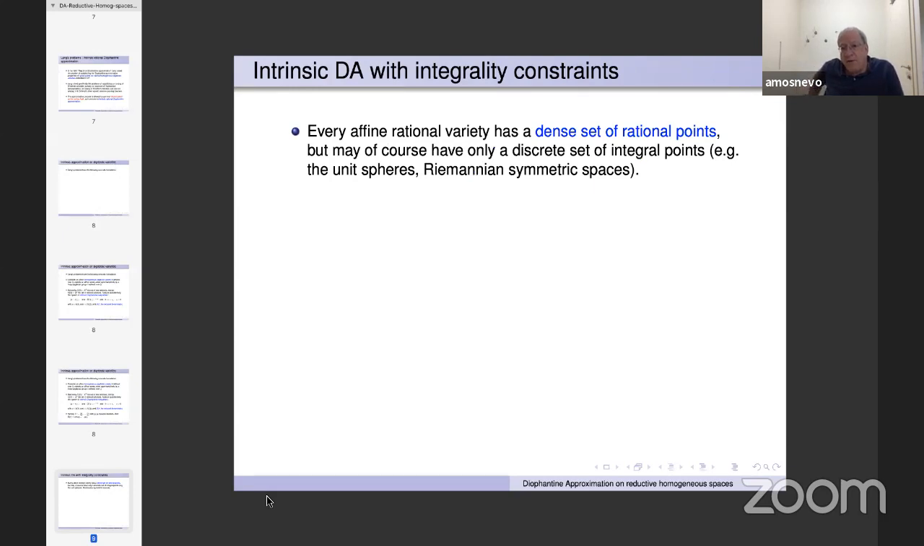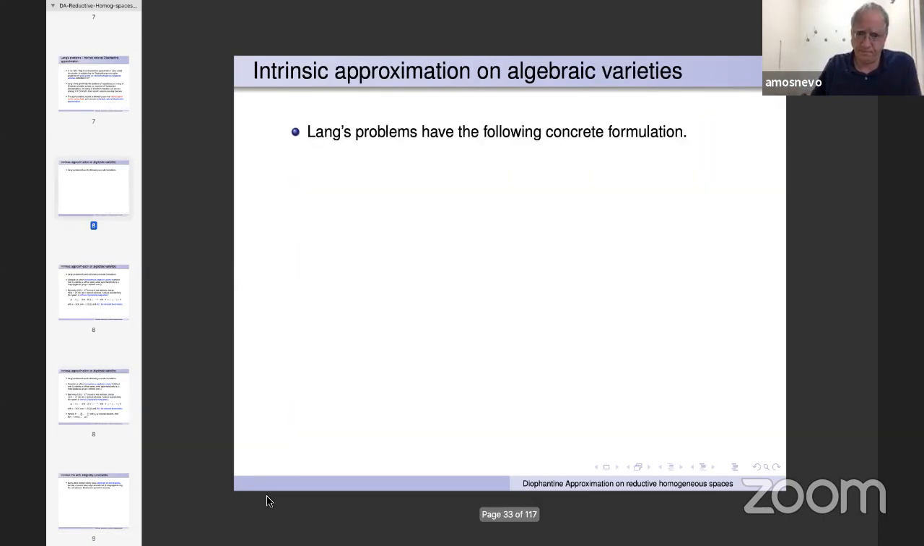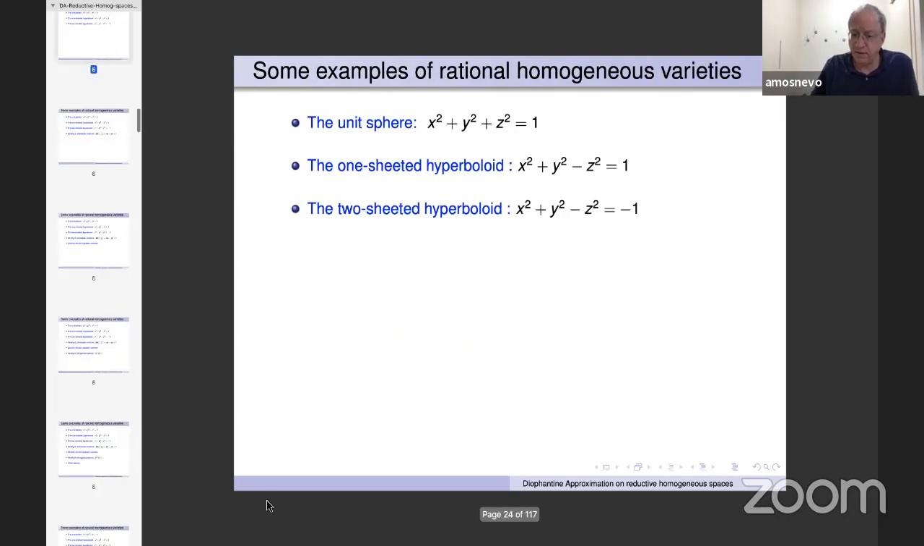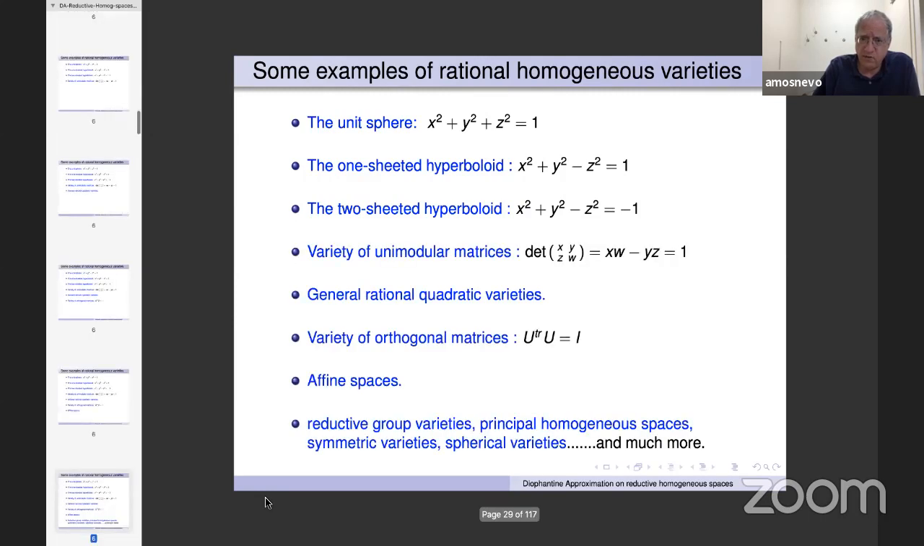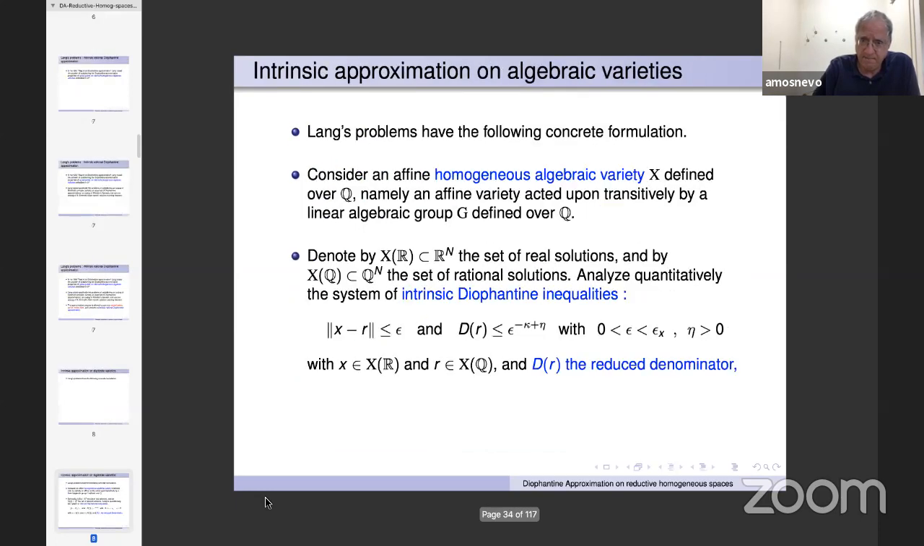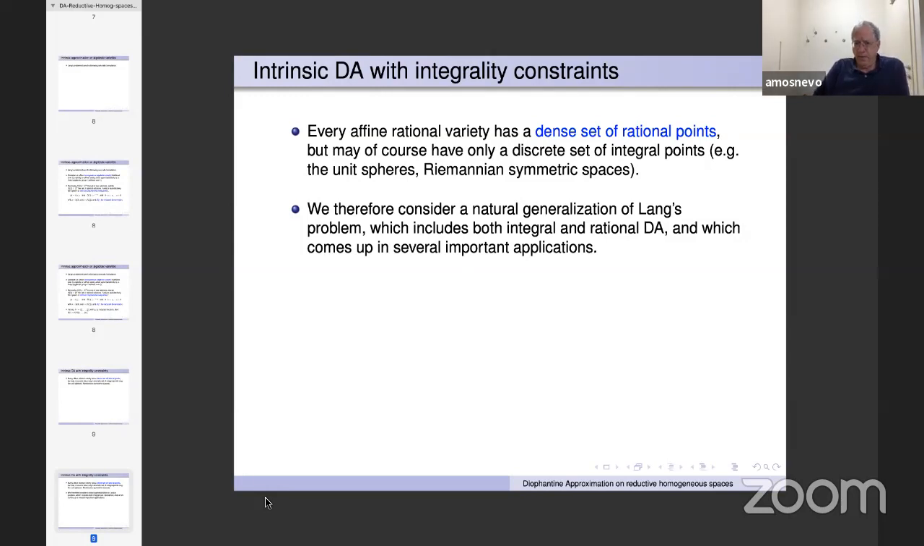And now, of course, every affine rational variety has a dense set of rational points, but may, of course, have only a discrete set of integral points. For example, we looked at the unit sphere, and we also looked at the two-sheeted hyperboloid, which can be identified with the upper half plane, Riemannian symmetric space, where the integral points are discrete. Integral approximation is not meaningful in these spaces, but Lang's problem definitely is, because both of these spaces have a dense set of rational points.